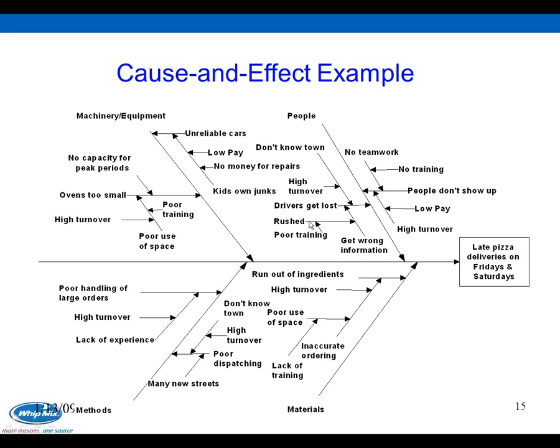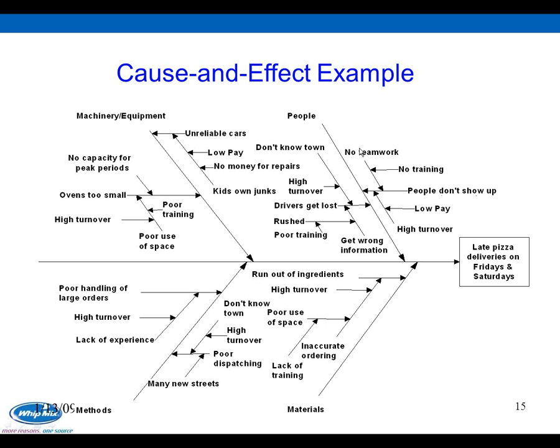And here's an example. I always call it a fishbone diagram, but I guess the proper name is cause and effect diagram. Here's an example of late pizza deliveries on Fridays and Saturdays. And so they have the categories: people, machinery, equipment, methods, and materials. And so each of those, they would say, okay, well, why do we have this problem? Well, under people, what could people do to contribute to that? Well, people don't show up.